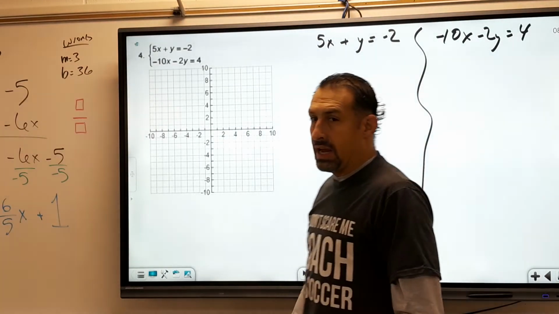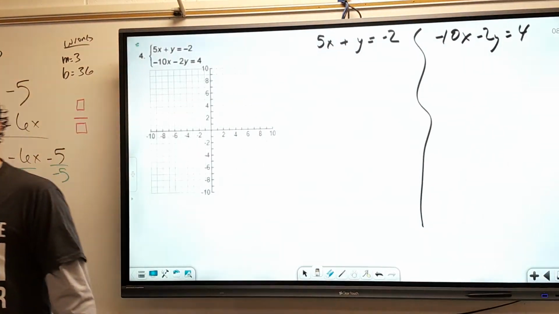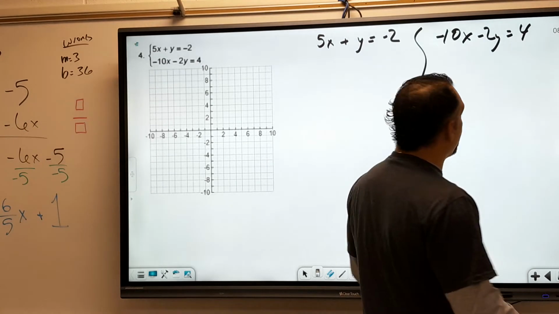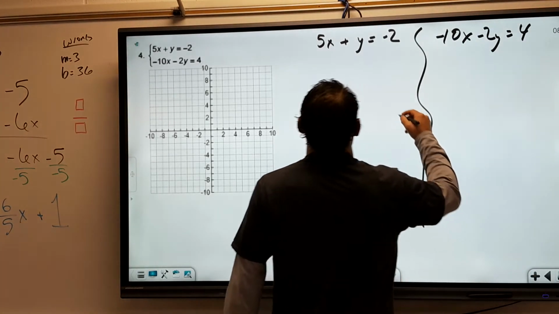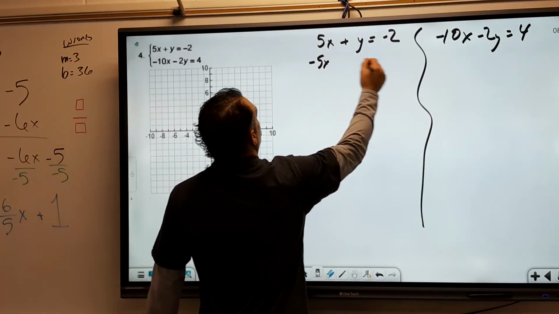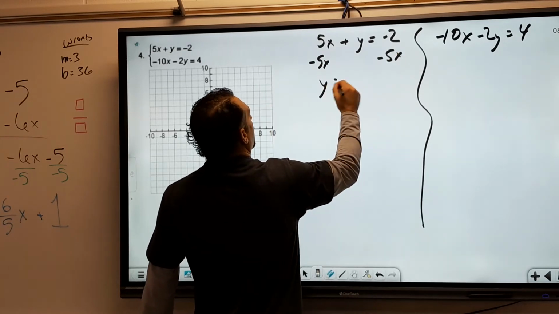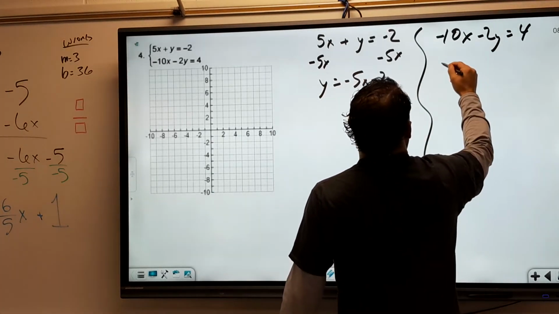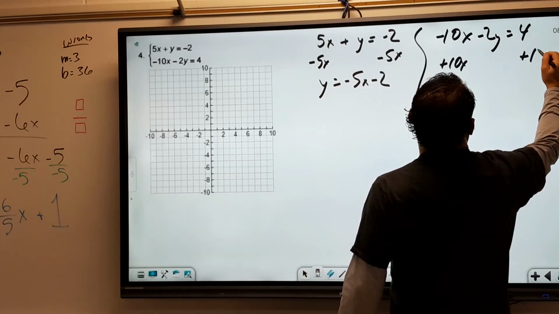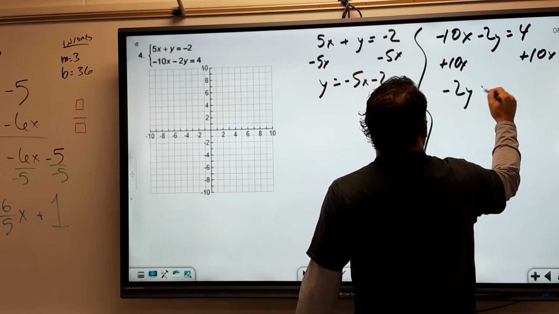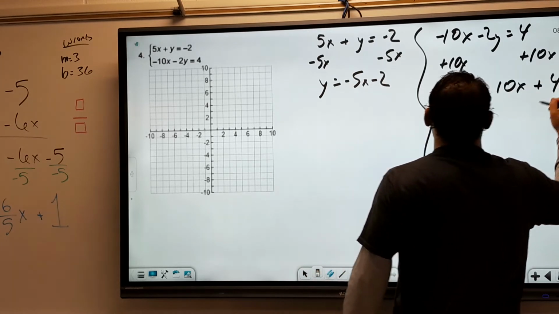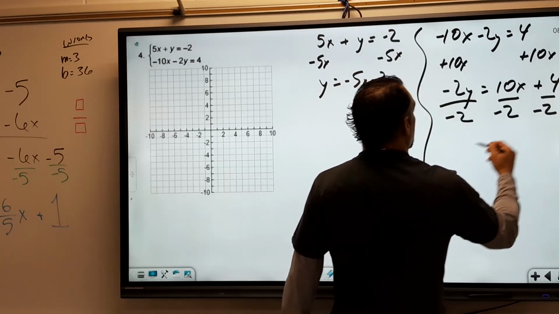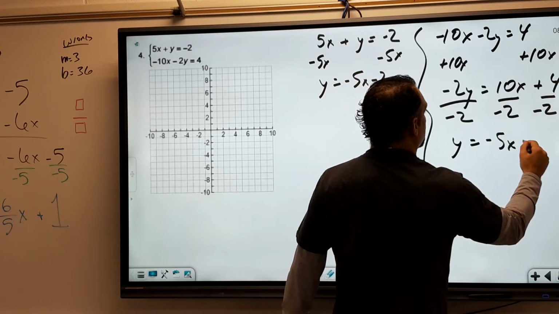Do these lines look the same? If you just glanced at it, no, they do not. And that's kind of the dangerous part. Lines can look really different, and they'll still end up being the same. If I solve for this one, add 5x, you get y equals negative 5x minus 2. Here we'll add 10x. You get negative 2y equals 10x plus 4. But we're not done. We've got to divide everything by the negative 2. And you get y equals negative 5x minus 2.